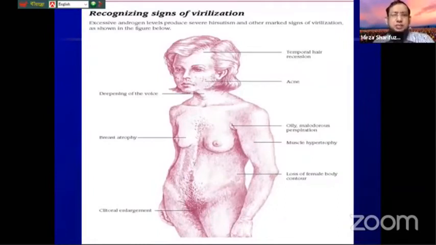You see here the signs of virilization. There is temporal baldness. The patient's voice will change. The patient may have acne. The breast will be atrophied. Muscle mass will be more. The muscle will be hypertrophied. And the normal female body contour like wide pelvis will be lost, and there will be clitoral enlargement. These are the signs of virilism, and signs of virilism always signify underlying serious pathology.